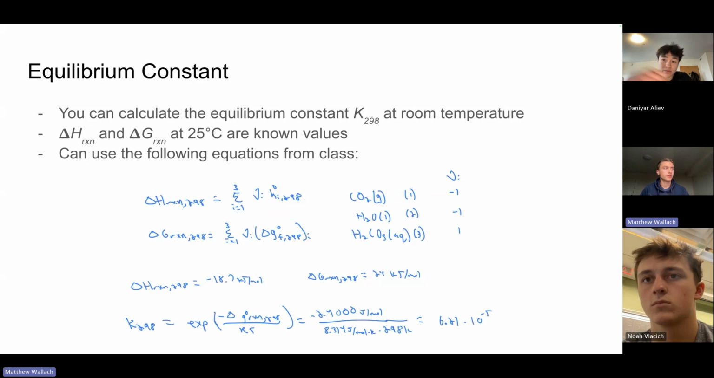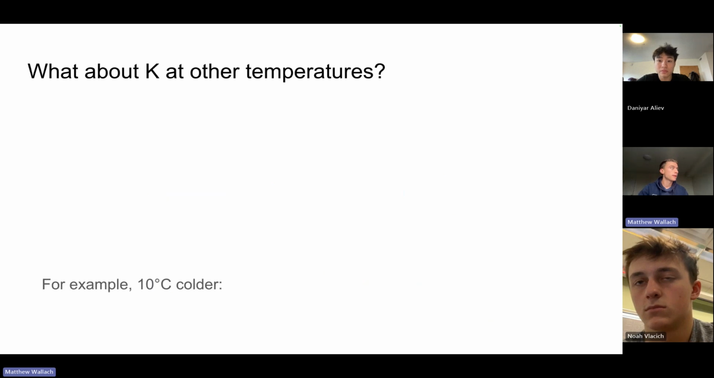Therefore, using the formula seen on the screen, the coefficient times the ΔH of formation and the ΔG of formation, you get ΔH of reaction is -18.7 kilojoules per mole, and ΔG of reaction at 298 is 24 kilojoules per mole. So you can calculate K at 298, and you get 6.21 times 10 to the -5, which makes sense because since the ΔG of reaction is positive, that means that this reaction is not favored at these conditions.